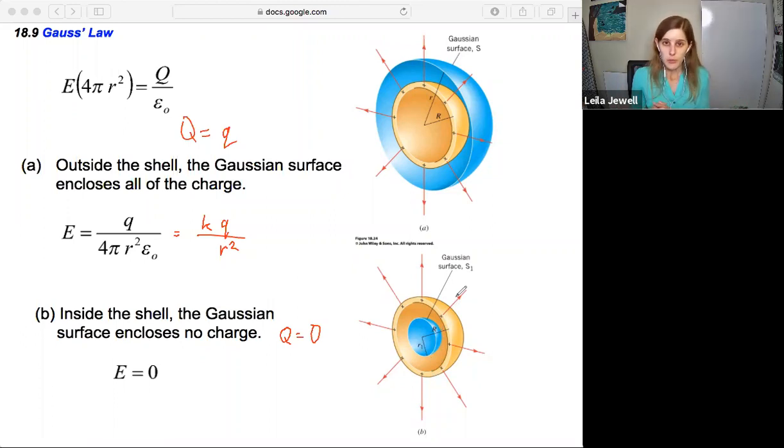You'll get to look at one more really solid example with a solid insulator, at how the electric field will vary as you move through the insulator. So that will be really interesting.